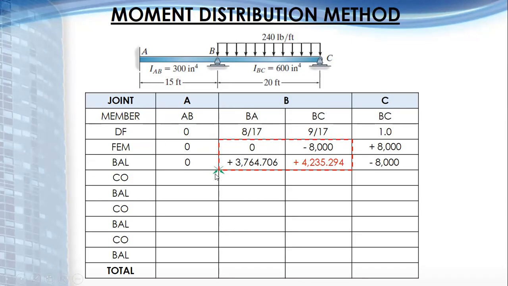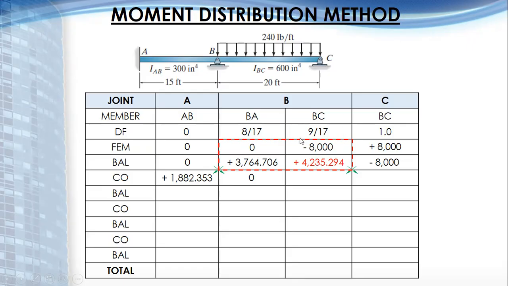Para ma-remind ka na ang carry over sa opposite end. Also for BC and CB. So 0, 0 lang. For this one, half of this, we have 1,882.353. Now, for member BC, since modified ang stiffness, that is why red ang color para to indicate na modified ang stiffness.